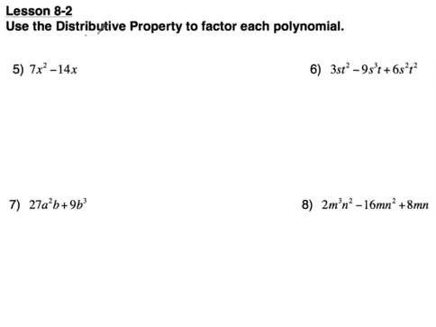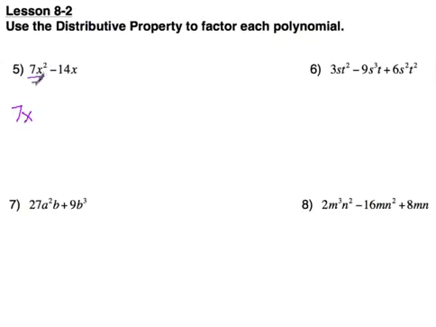On the next one, it said to use the distributive property to factor each polynomial. Well, this is the time that we find the GCF, and you can find the GCF any way you want to. We've just looked at how to find the GCF, so I'm going to go through that part pretty quickly, but at least you'll see what to do once you have the GCF. So on number 5, the biggest number that goes into 7 and 14 is 7, right? And then they both share at least 1 x. So 7x is my GCF.